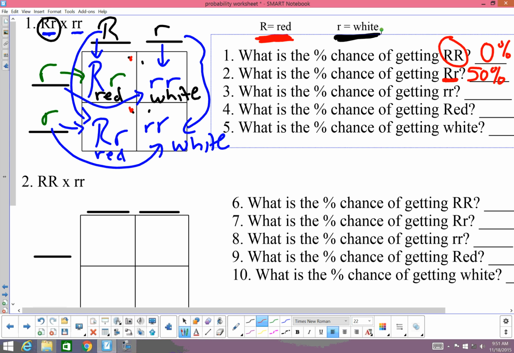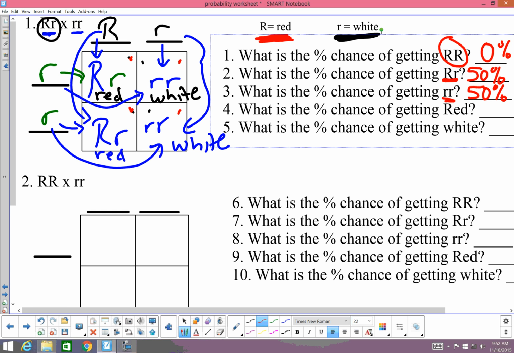Okay, what is the percent chance of getting homozygous recessive, which is 2 lowercase r's? Okay, so you're looking for this. How many boxes? You should see 2. 1 here, 1 here. So each box is worth 25%. You should get 50%. All right, the next one.